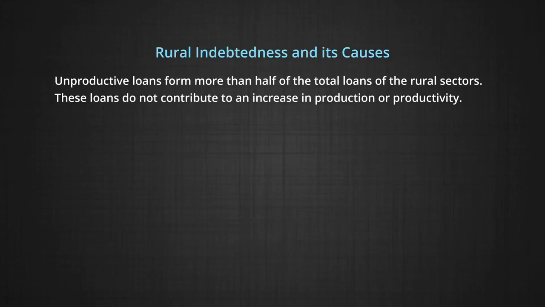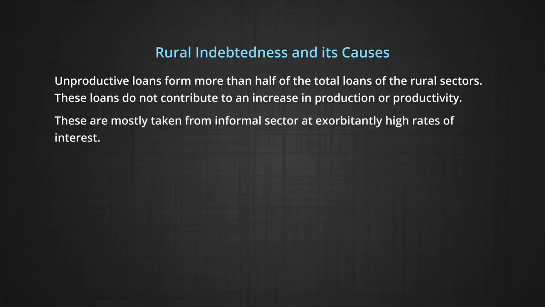Now come to the point, rural indebtedness and its causes. Indebtedness is the basic problem of Indian agriculture. Farmers need loans for both productive as well as other purposes. Unproductive loans form more than half of the total loans of the rural sector. These loans do not contribute to an increase in production or productivity. These are mostly taken from the informal sector at exorbitantly high rates of interest.